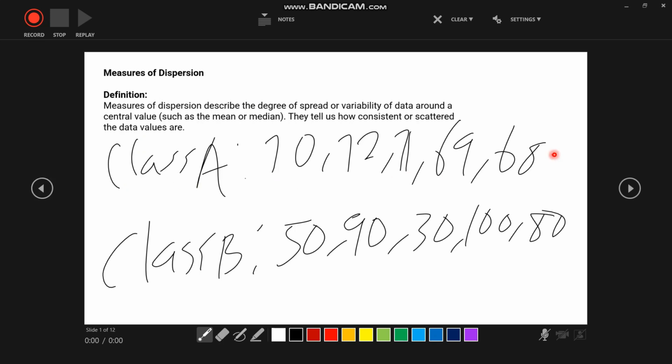And if you take this data set for example, if you want to find the range for this one, the smallest number here is 68 and the highest number here is 72. So the range is highest number minus the smallest number. So the range for this one will be 72 minus 68, which is 4. The range for this class A is 4. For this class B, the smallest is 50 and the highest is 100. So the range will be 100 minus 50, which is 50.